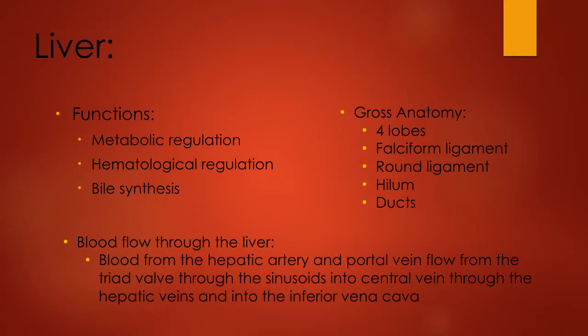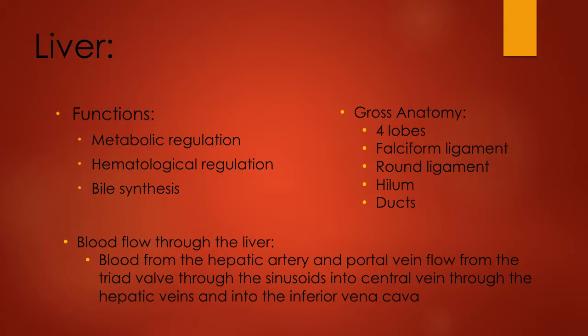The liver has 3 functions: metabolic regulation, hematological regulation, and bile synthesis. It also has 4 lobes, known as the right, left, caudate, and quadrate. The falciform ligament separates the left and right. The round ligament, also known as the ligamentum teres, is the bottom of the falciform ligament. The hilum is where the hepatic portal vein and artery enter the liver. And the right and left hepatic ducts join into the common hepatic duct and the common bile duct.